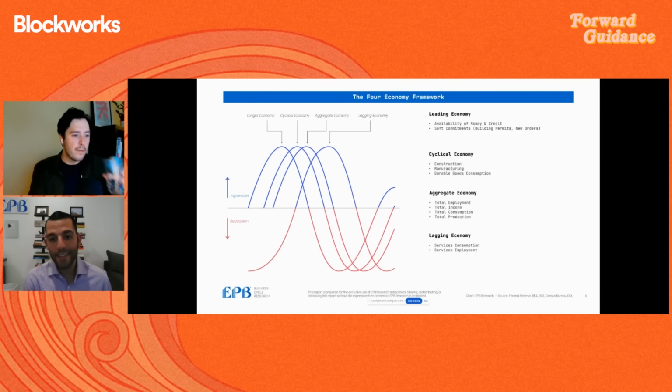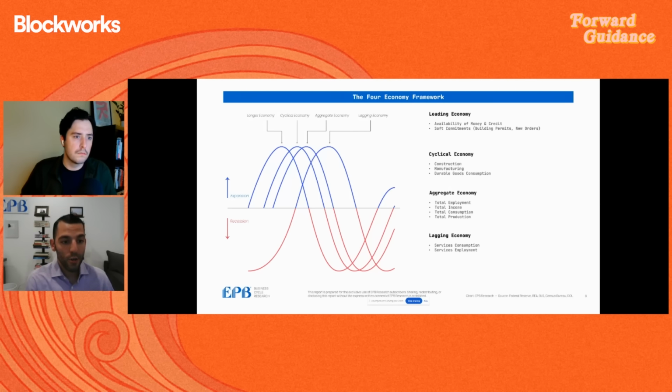So when we're looking at leading data, we're mainly focused on things like the availability of money and credit, as well as soft commitments, building permits, new orders. Most people are familiar with this stuff, but what's important is that we're not measuring any economic activity in the leading economy data. We're not measuring any economic output, and we're not measuring any employment. The first time that we measure actual economic activity is in the cyclical economy, and there we're measuring production and employment very specifically in the construction and manufacturing sectors, because those are the 2 sectors that are the most sensitive to changes in money and credit, interest rates.